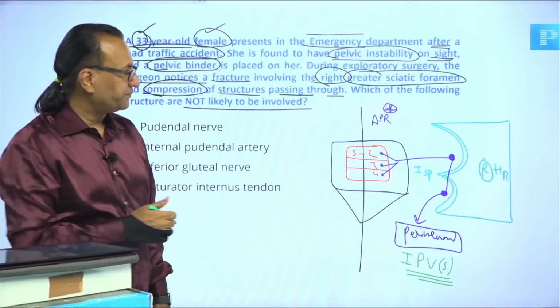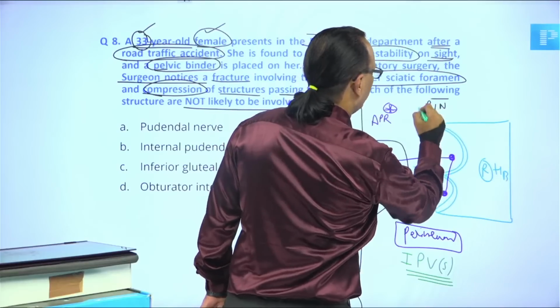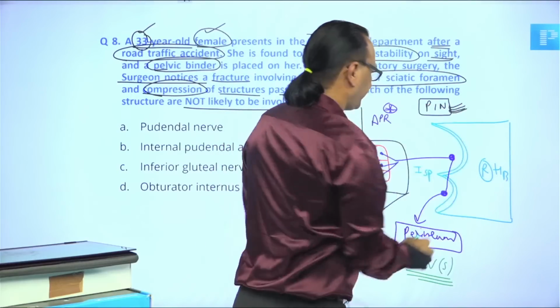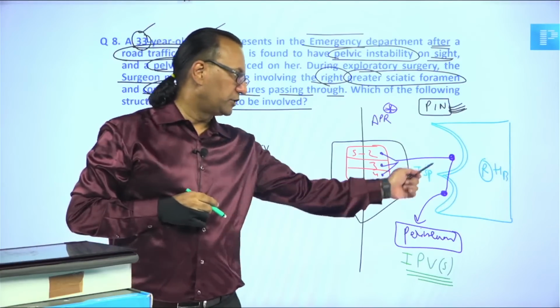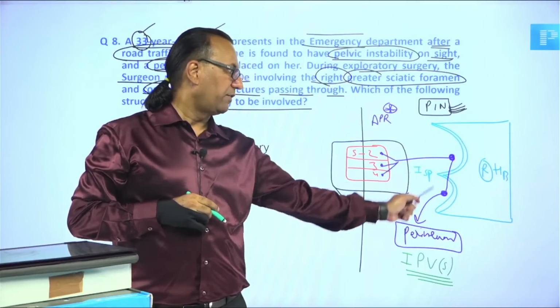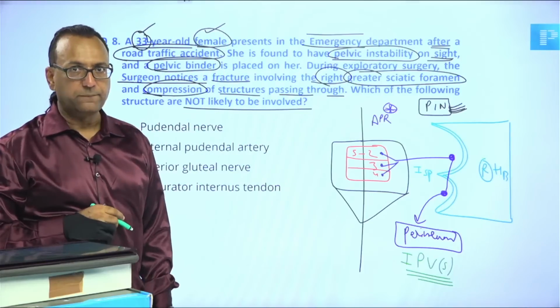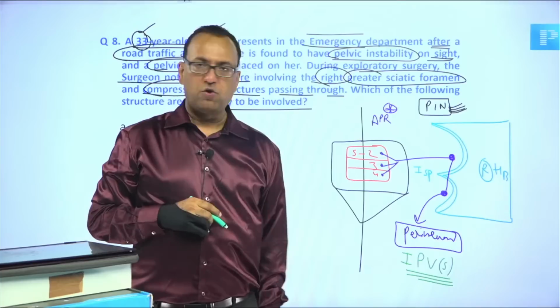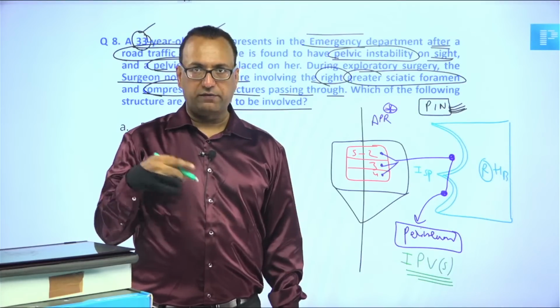Actually, you can remember pin structures. Pin structures pass from the greater sciatic notch to the lesser sciatic notch, hooking behind the ischial spine. What is P for? P is for pudendal nerve. What is I for? Internal pudendal vessels: artery, vein.